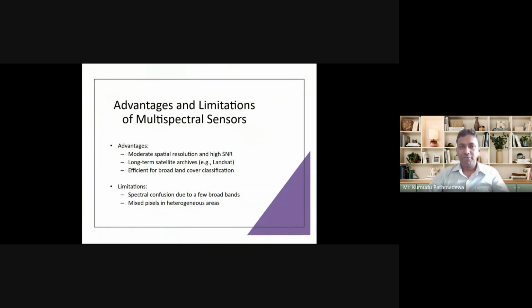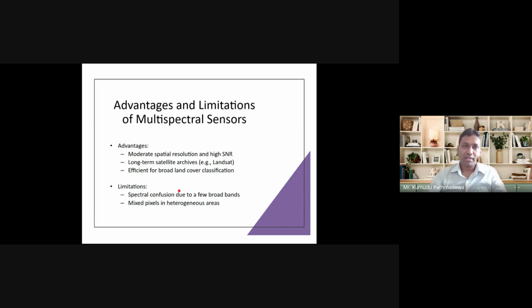When we talk about the advantages and limitations of multispectral sensors, multispectral sensors offer good spatial resolution, high signal to noise ratio, and long-term historical data archives like Landsat. However, they have limitations such as mixed pixels and lower spectral precision, which may lead to confusion between similar features. Some of the spectral confusion happens due to a few broad bands.